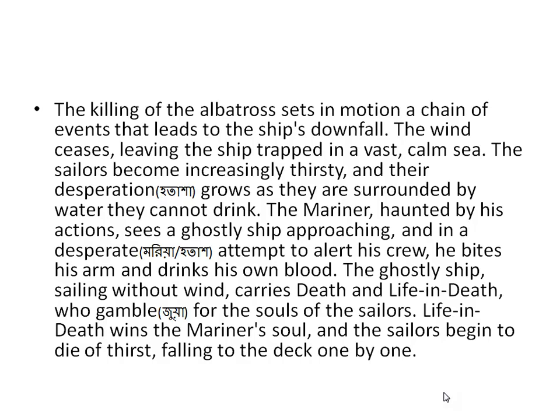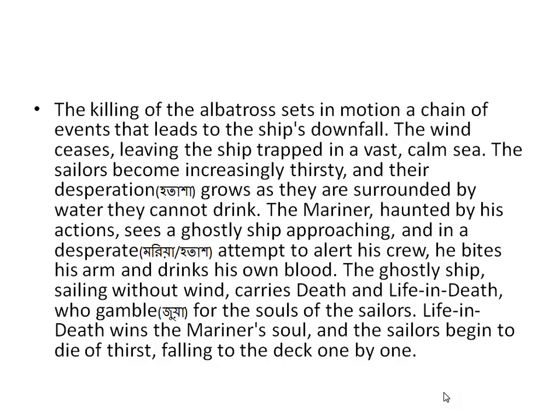The sailors became increasingly thirsty. Their desperation grows as they are surrounded by water they cannot drink. The mariner, haunted by the action, sees a ghostly ship approaching, and in a desperate attempt to alter his crew's fate, he bites his arm and drinks his own blood.